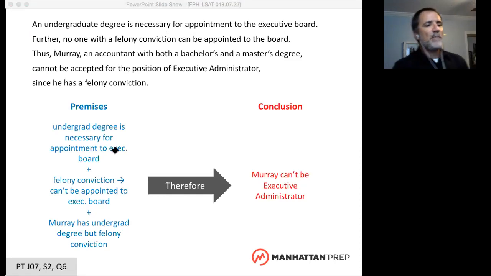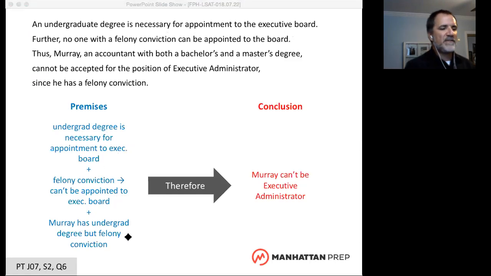Okay, so we know a bunch of stuff about Murray here. And our conclusion is really just that Murray can't be accepted for the position of executive administrator. That's the conclusion. That's it. It would be very common for somebody, if I said, what's the conclusion, to read this whole thing to me. And it's actually not. It's only that Murray can't be the executive administrator. These other two things are facts.